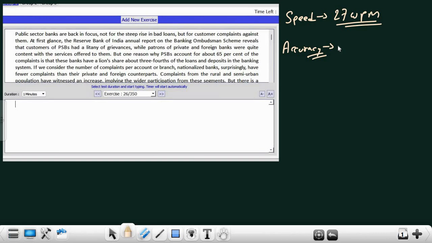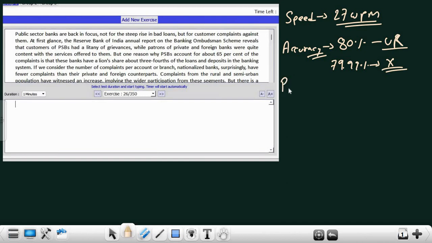As per the SSC guidelines, the minimum accuracy that you have to maintain is 80% for the unreserved category. But remember one thing, even if you have an accuracy of 79.99%, you will still be disqualified.